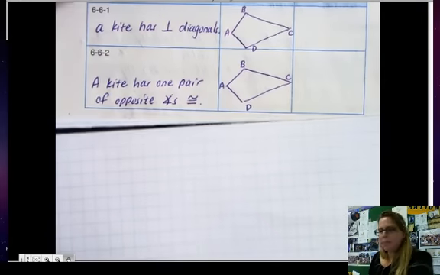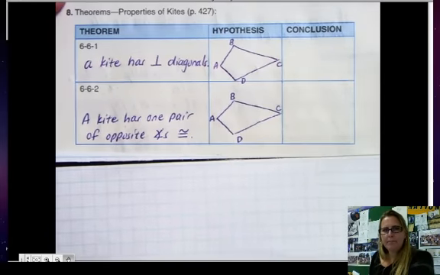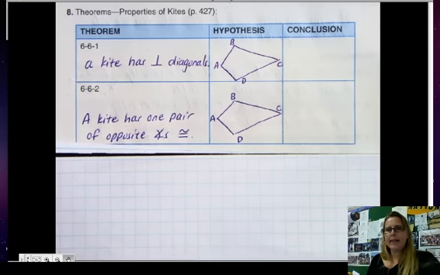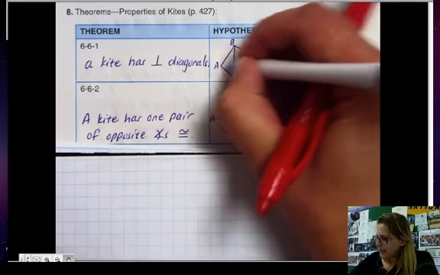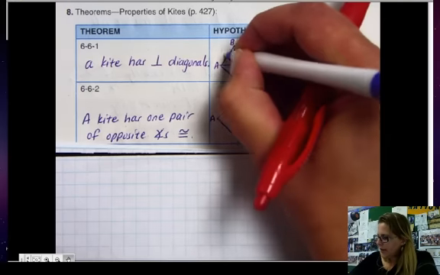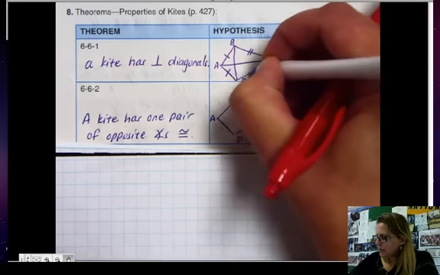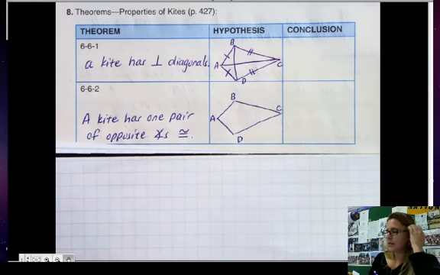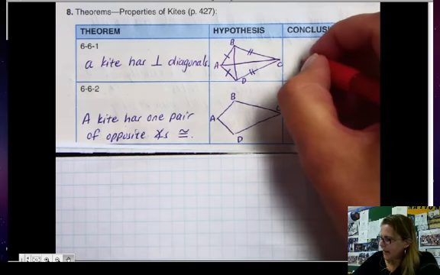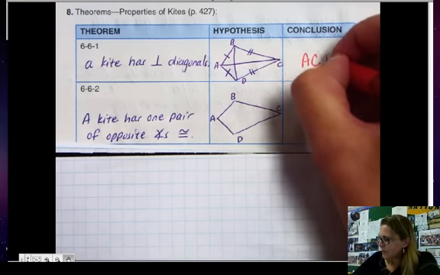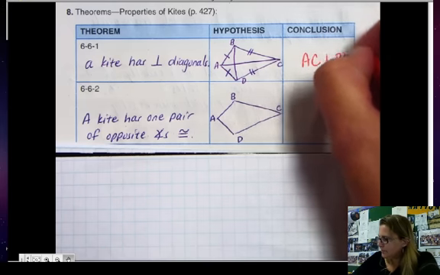Let's go ahead and turn this over and talk about a few properties of kites. Okay, so a kite has perpendicular diagonals. So if I were to draw in diagonals here, and if we knew that these two consecutive sides were congruent there, we know that it was a kite. And because it's a kite, then we can say that AC is perpendicular to BD.